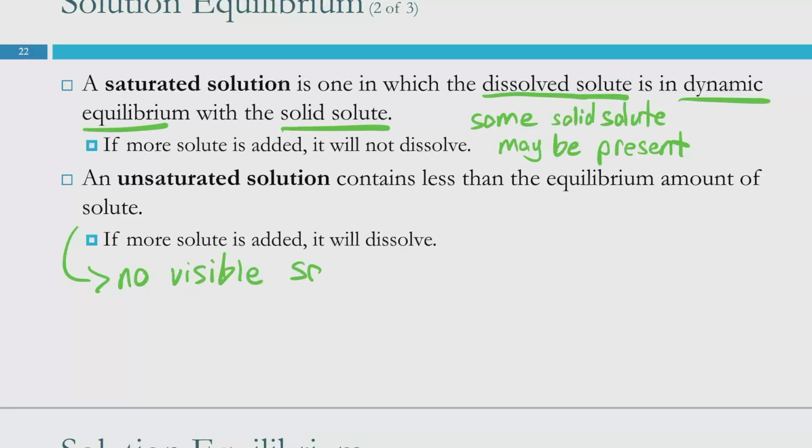No visible solid solute present. It's well dissolved in an unsaturated solution. This might also be the case for a saturated solution, but it's a much narrower band for a saturated solution because you'd have to be right at the limit.